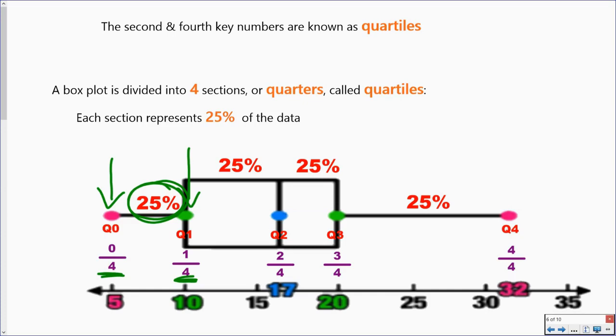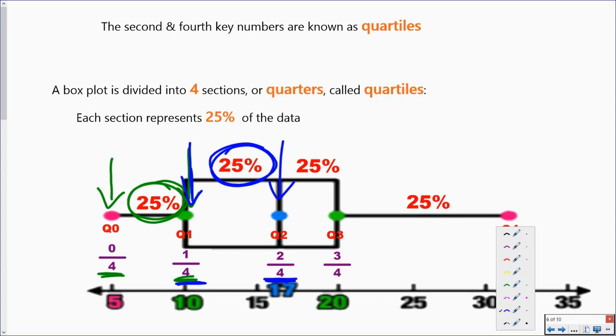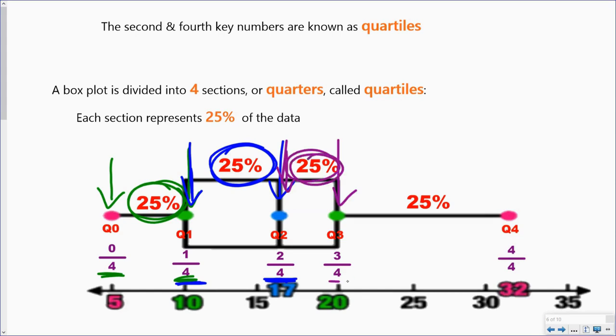If I look at my next section, I have from this part to this part, again 25% of my data, going up from 1/4 to 2/4. Again, another fourth jump. Then my next section goes from here to here, again 25%, and another fourth added. Then I go to my last one, from here to here, again 25%, and again another fourth jump.